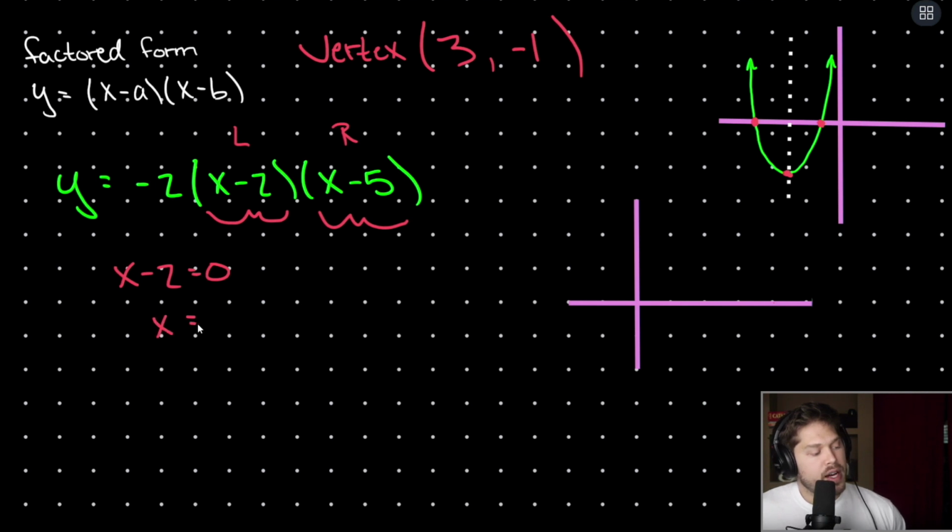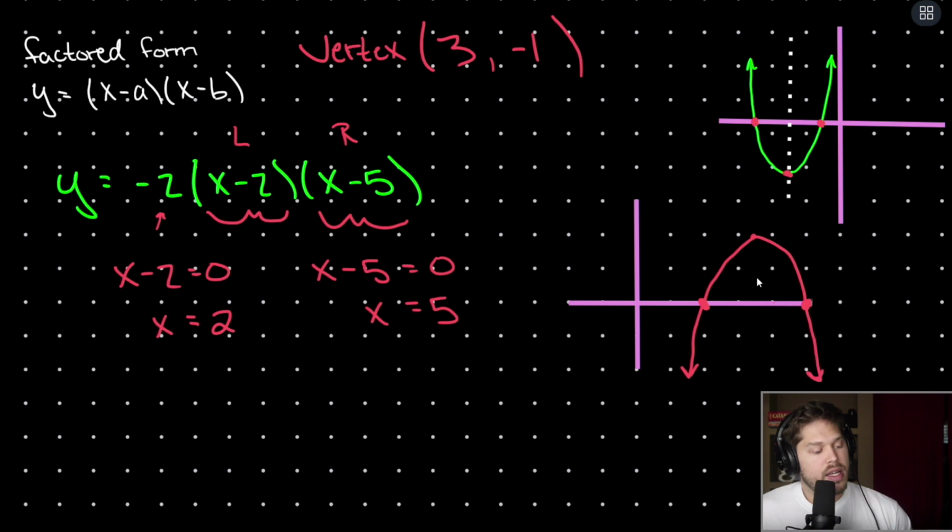Well, we can add 2 to both sides and get that x is equal to 2. And then similarly, when does x minus 5 equal 0? Well, we can add 5 to both sides and get x is equal to positive 5. And so again, if we're looking at this on a graph, we have a 0 here at 2 and a 0 here at 5. This is a negative parabola because we have a negative out front. So we're going to have some parabola that goes down and looks something like this.